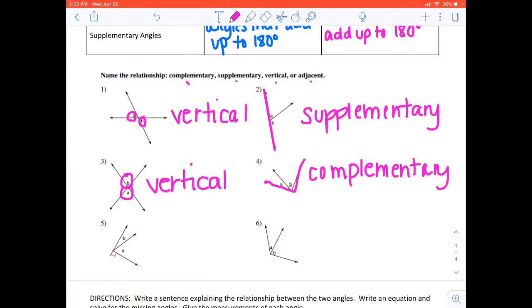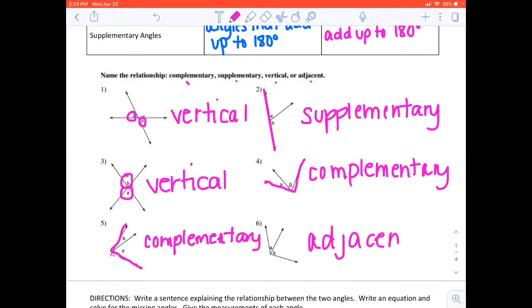Number five, we're only looking at angles A and B. So this one right here, again, it's a right angle, so we call them complementary. And number six, they're not across from each other. They're not forming a line. They don't form a right angle. They are next to each other. So we just call these adjacent angles.